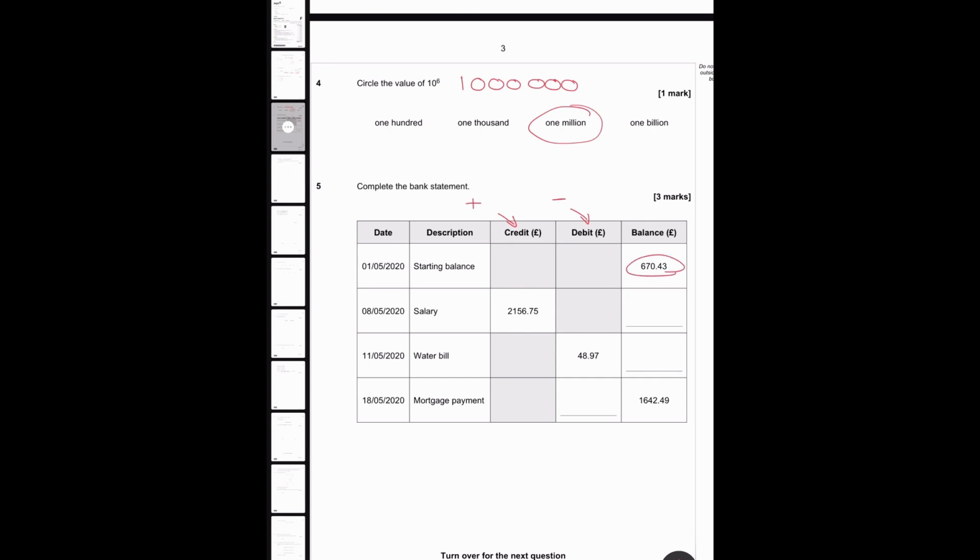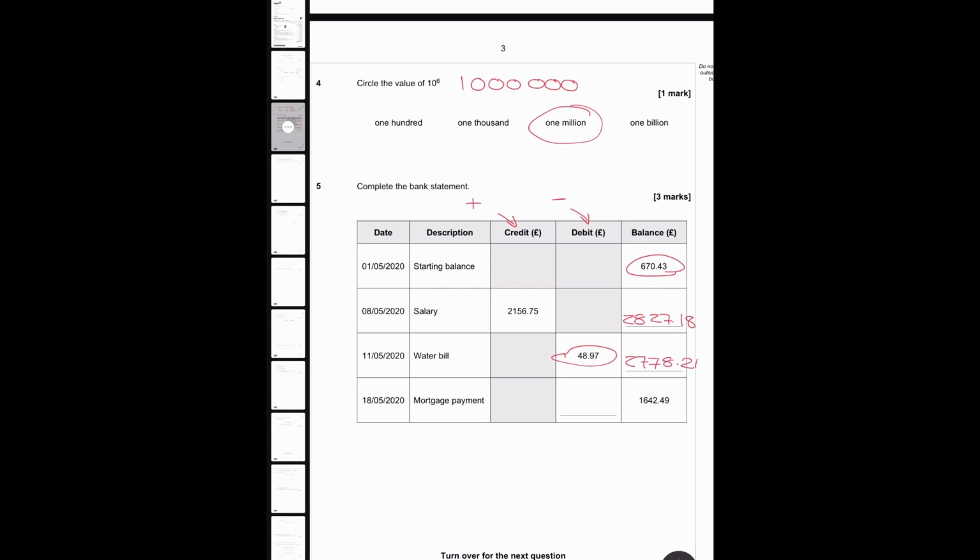2,156.75 added to our balance, so we need to add these two numbers together, which gives us 2,827.18. Now we are paying our water bill, which means our value is going to drop, so we need to take away the 48.97, which gives us 2,778.21.